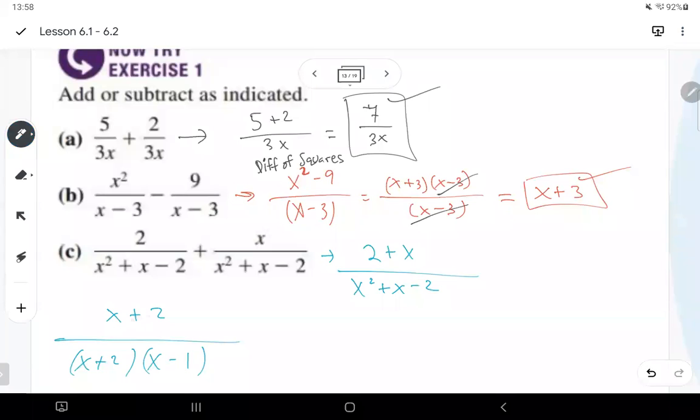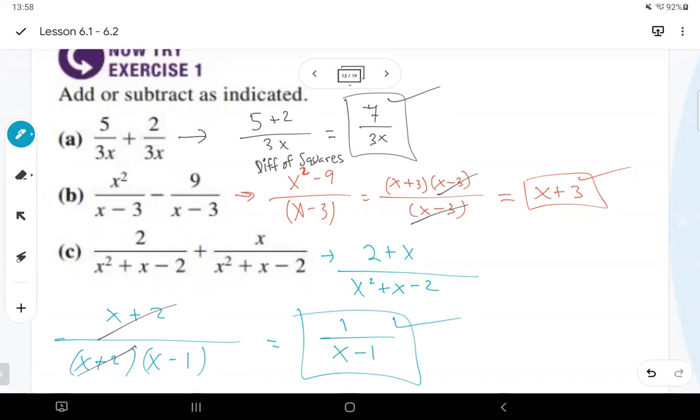Should see then that the x plus 2's will cancel, and you'll be left with 1 on top and x minus 1 on the bottom. Now the 1's cannot cancel because it has a subtraction sign with the binomial on the bottom.